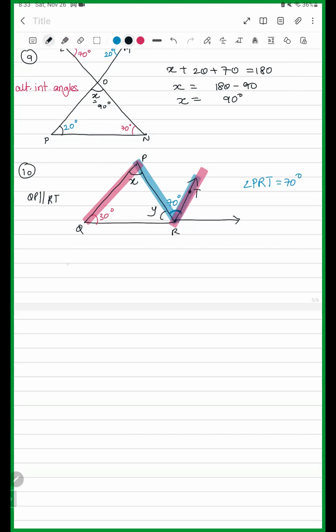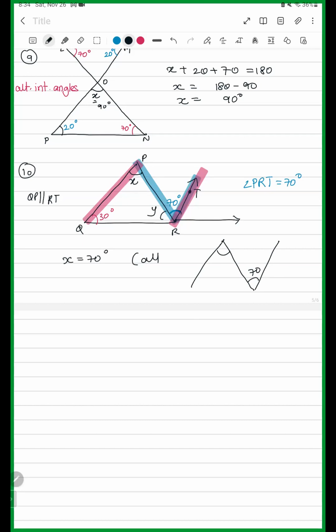Alternate interior angles. But 70 is exterior, right? Okay, see, Hiba, let me make it a little bit clearer for you. This, and this. This is 70 and this is X. Now tell me, is it making a Z or not? It is, but 70 is exterior.